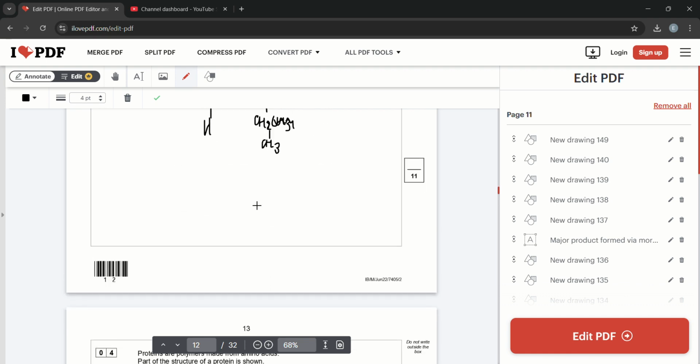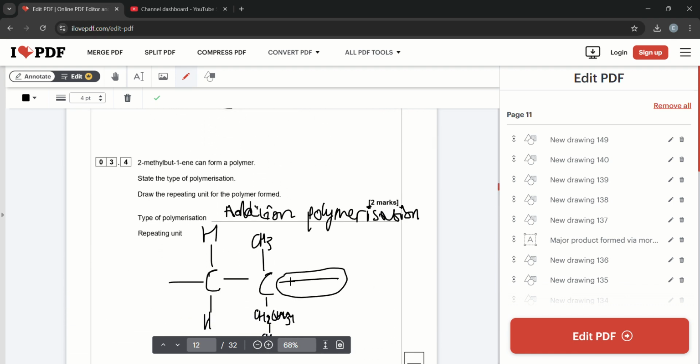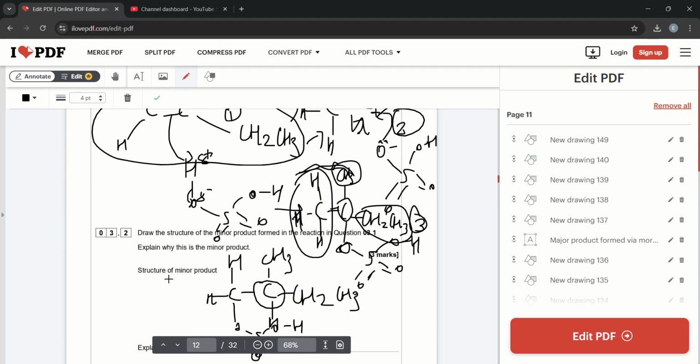Okay, and that is the end of question 3. Make sure you show these bonds sticking out. And that's the end of question 3.